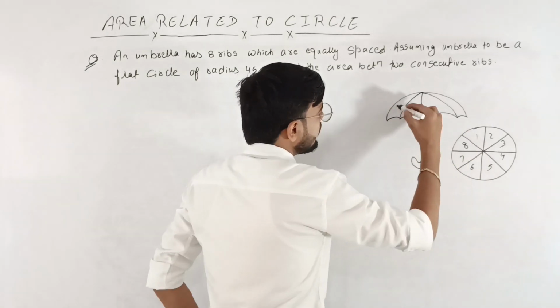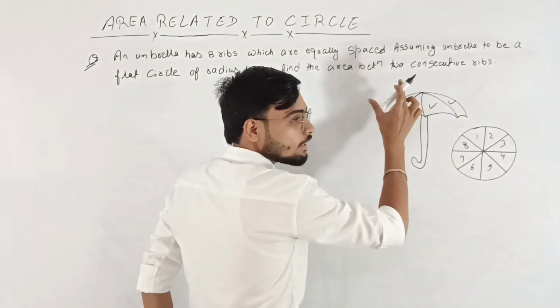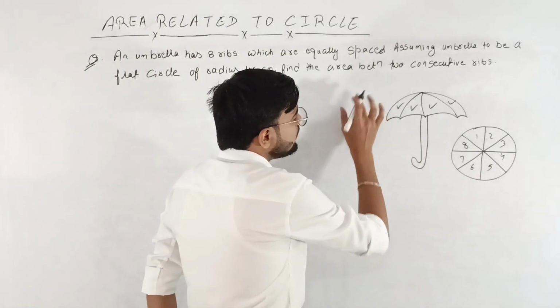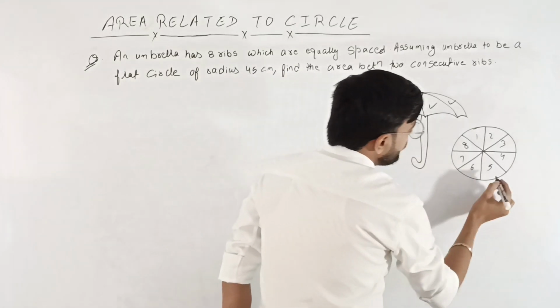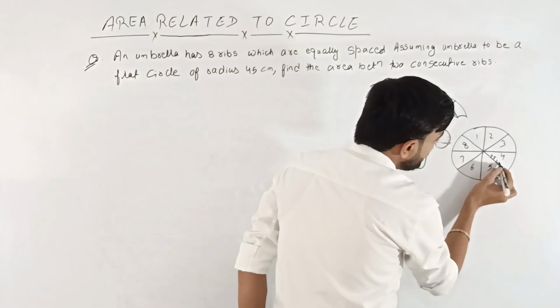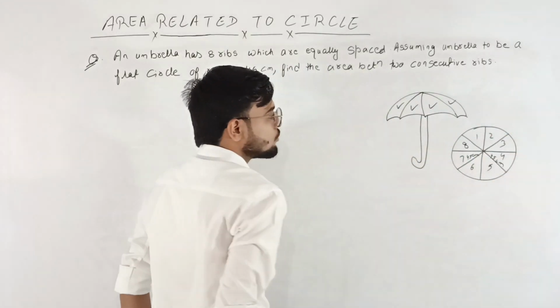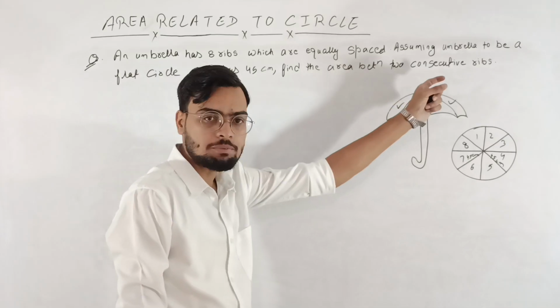This one is the ribs. So these are total 8 in number: 1, 2, 3, 4, 5, 6, 7, 8, and the radius is 45 centimeter. So the length of this is 45 centimeter, all are of 45. So we have to find the area between two consecutive ribs.